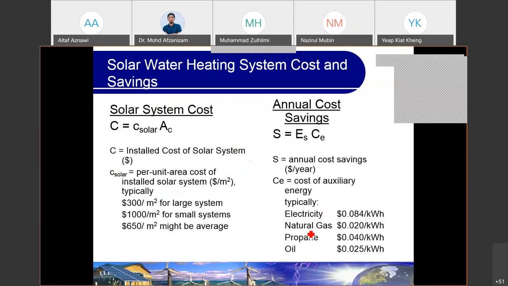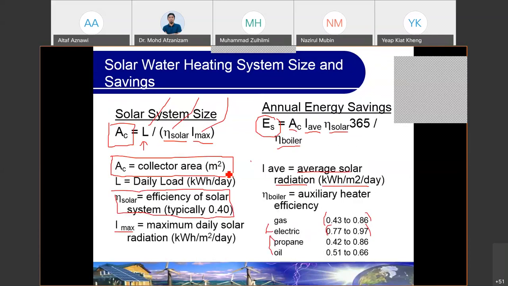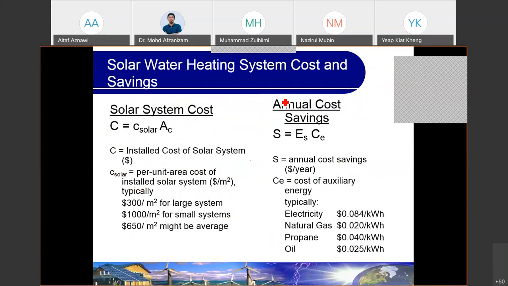And after you get the area of collector and you get the annual energy saving, you can also calculate the solar system cost by having this AC, which is the area of collector, times C solar.